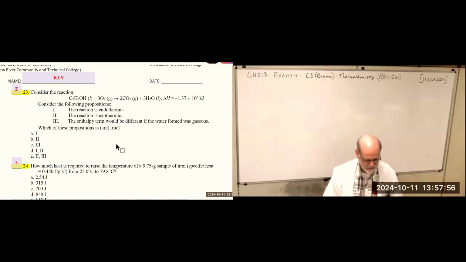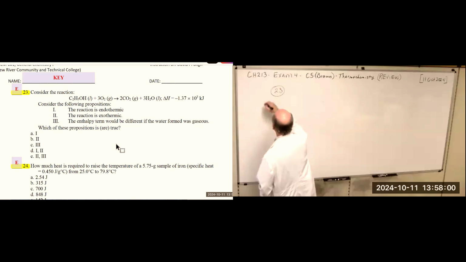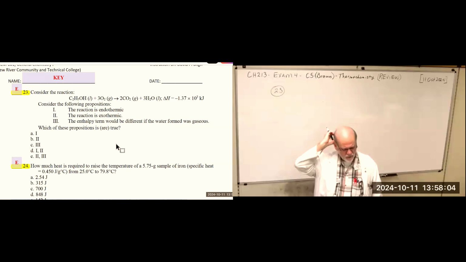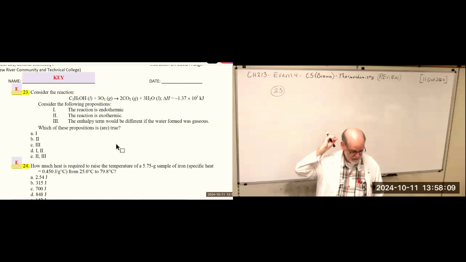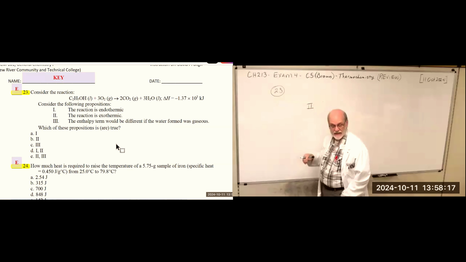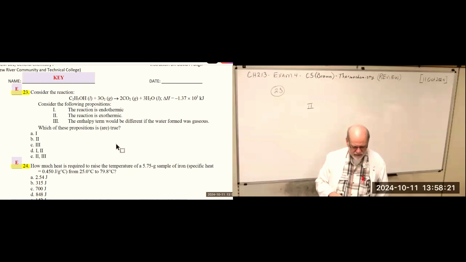How about 23? Consider the reaction: ethanol plus oxygen yields carbon dioxide and water with a negative delta H. So it's exothermic, which means Roman numeral 2 is true. We know it's exothermic because it has a negative delta H. What else? It can't be endothermic.